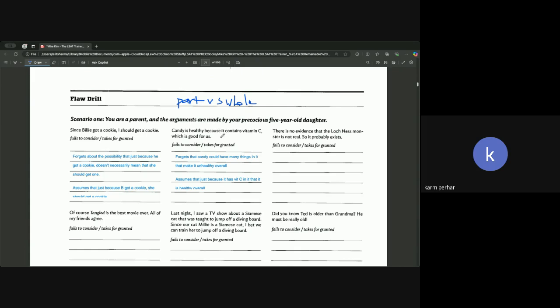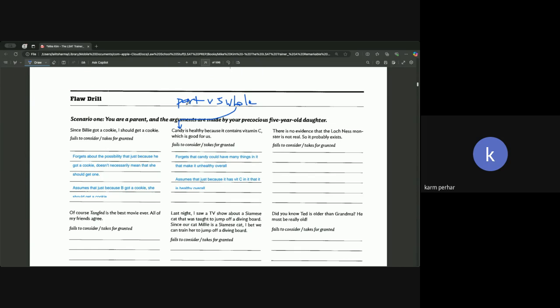Candy is healthy because it contains vitamin C would be the whole. Think about it a little bit, just one word. Which object would be the whole and which object would be the part? Okay. I'm asking a difficult question because you're not sure what I'm actually getting at. So I'll show you what I mean. What I mean by that is the whole is the candy, and the part is what, do you think?